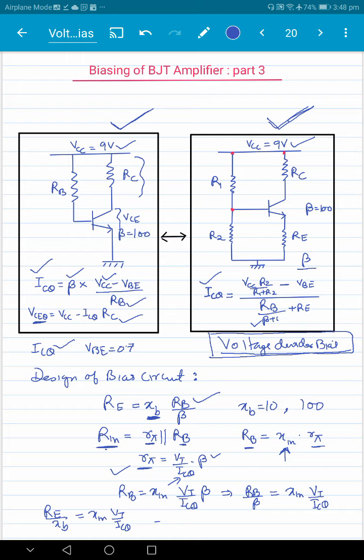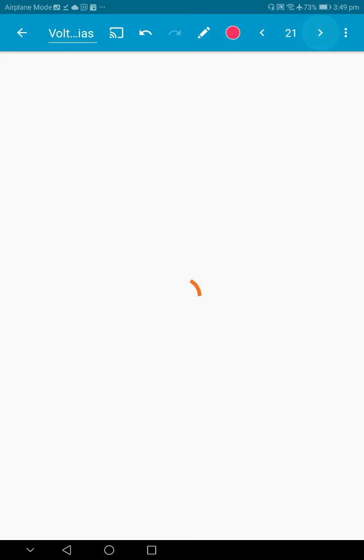Right, and therefore we can get Re equal to Xn by Xb times Vt by ICQ. So that's the point that we are trying to make here: the moment you make these choices, how much beta insensitivity you want, and how large an Rb you want to make compared to R pi, you will get the value of Re. And once you get the value of Re, note that you will get the value of Rb, because Re and Rb are related together here, right? So the moment you get Re, you get Rb. So that allows us to complete the design here.